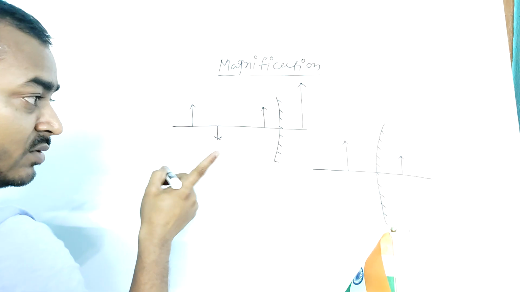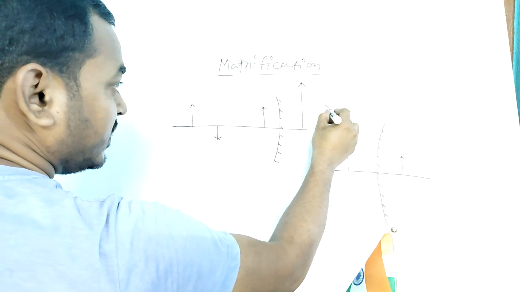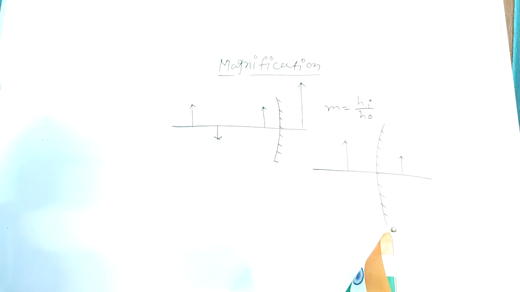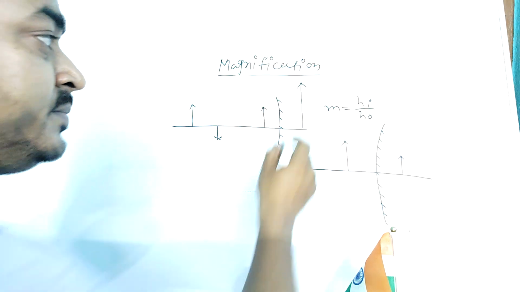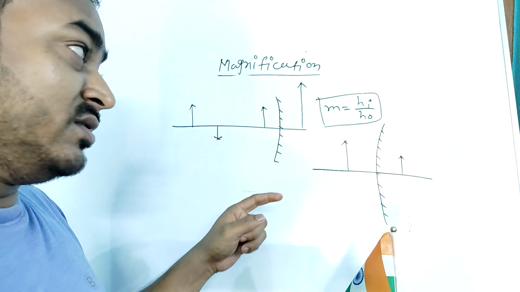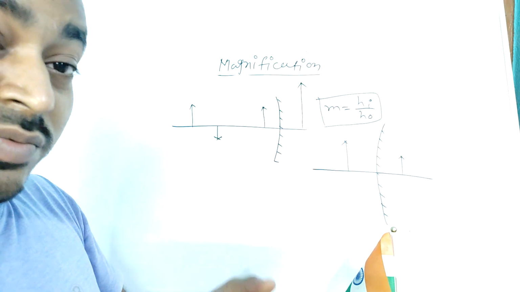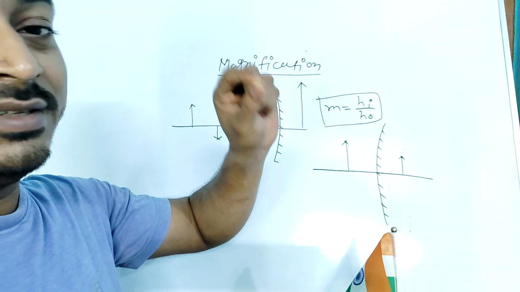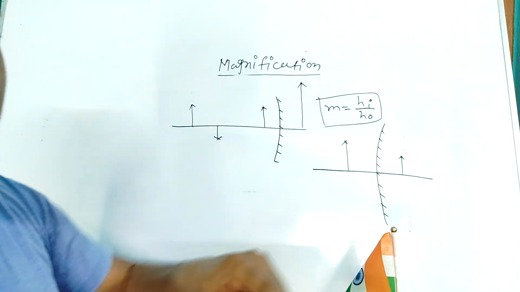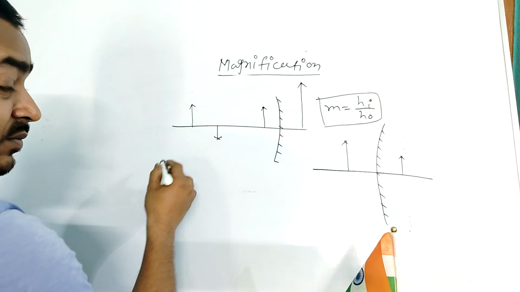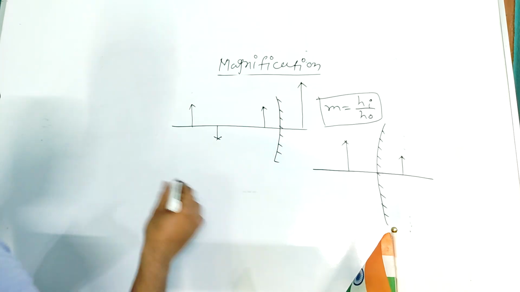See, in another way we can write magnification. Magnification is the height of the image by the height of the object. This is the formula for magnification. For mathematical questions, when you solve mathematical questions, put the value with sign convention. Now, another formula for magnification.